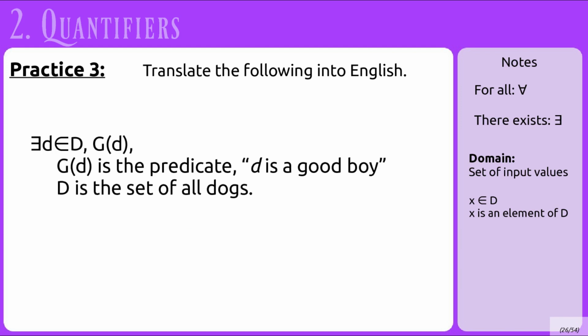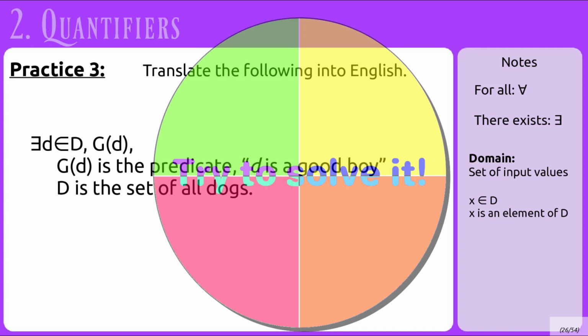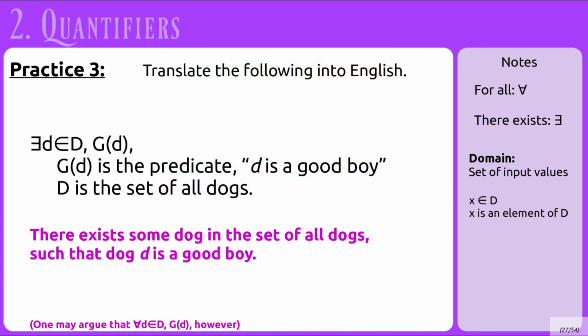Okay, now translate this to English. There exists some input variable D in the domain such that G of D, where G of D is the predicate D is a good boy, and D is the set of all dogs. So as a phrase, this would be, there exists some dog in the set of all dogs such that the dog D is a good boy.